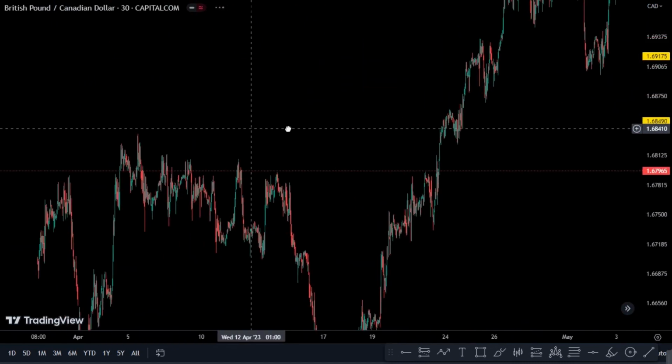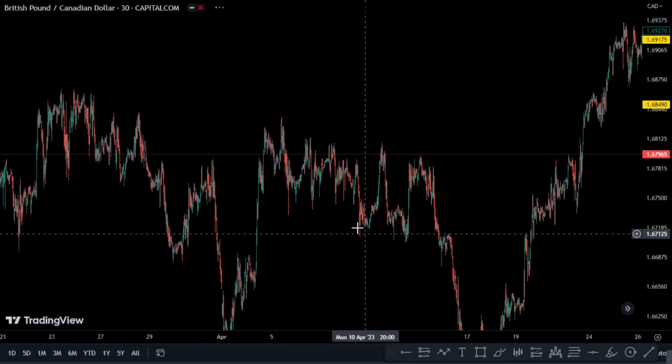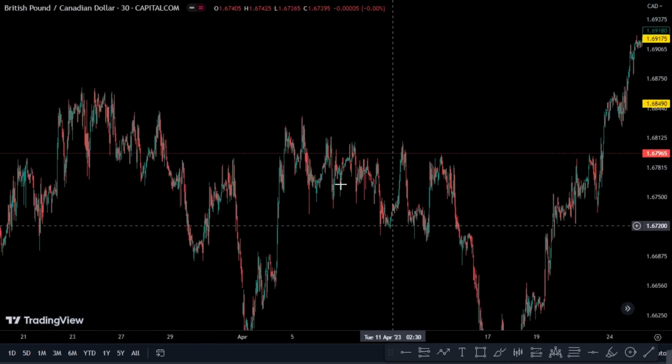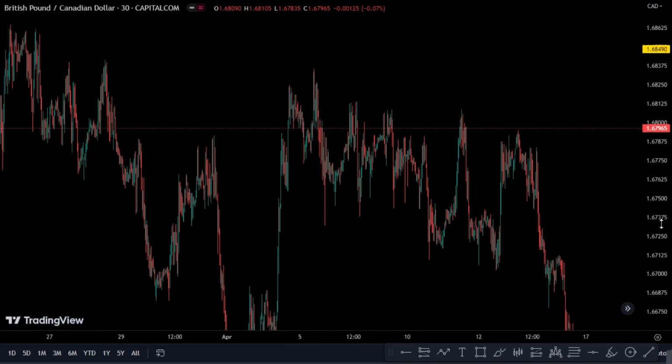Okay, we were also looking at this consolidation, so we're going to make use of it as well here.